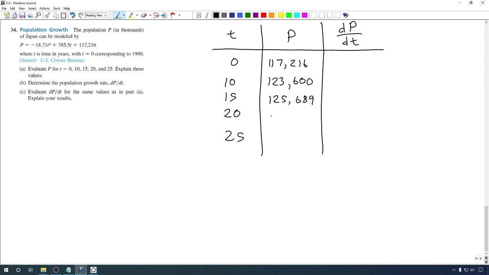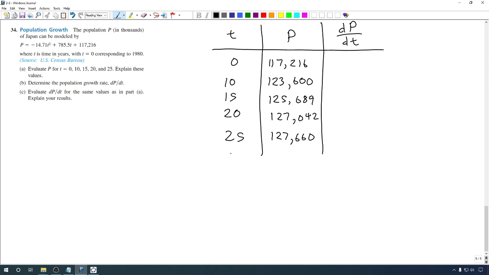For 20, this was another exact one. I got 127,042. And this one I rounded up slightly as well. So this was 127,660. Now note that these represent thousands of people. So actually, in 1980, we're talking about 117 million people.